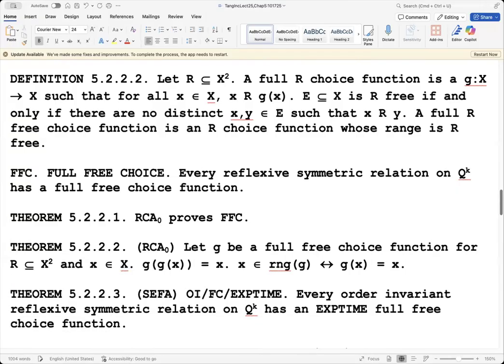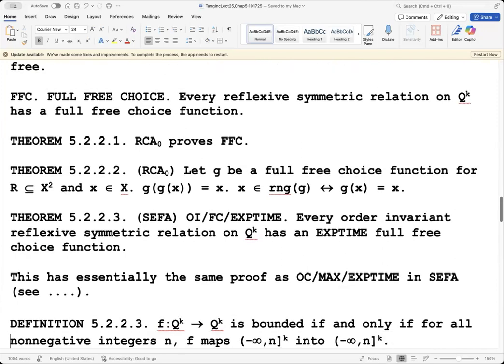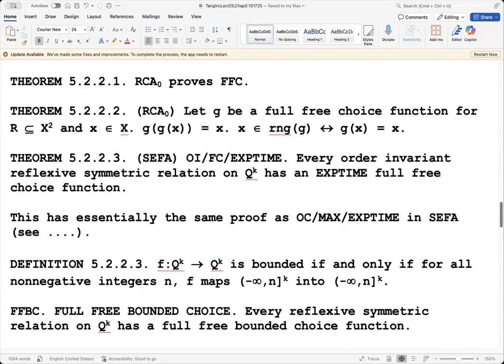That a full free choice function is idempotent, and the range is the same as the fixed points. You see, they're very nice objects. All right. You can actually get these in exponential time, in fact.